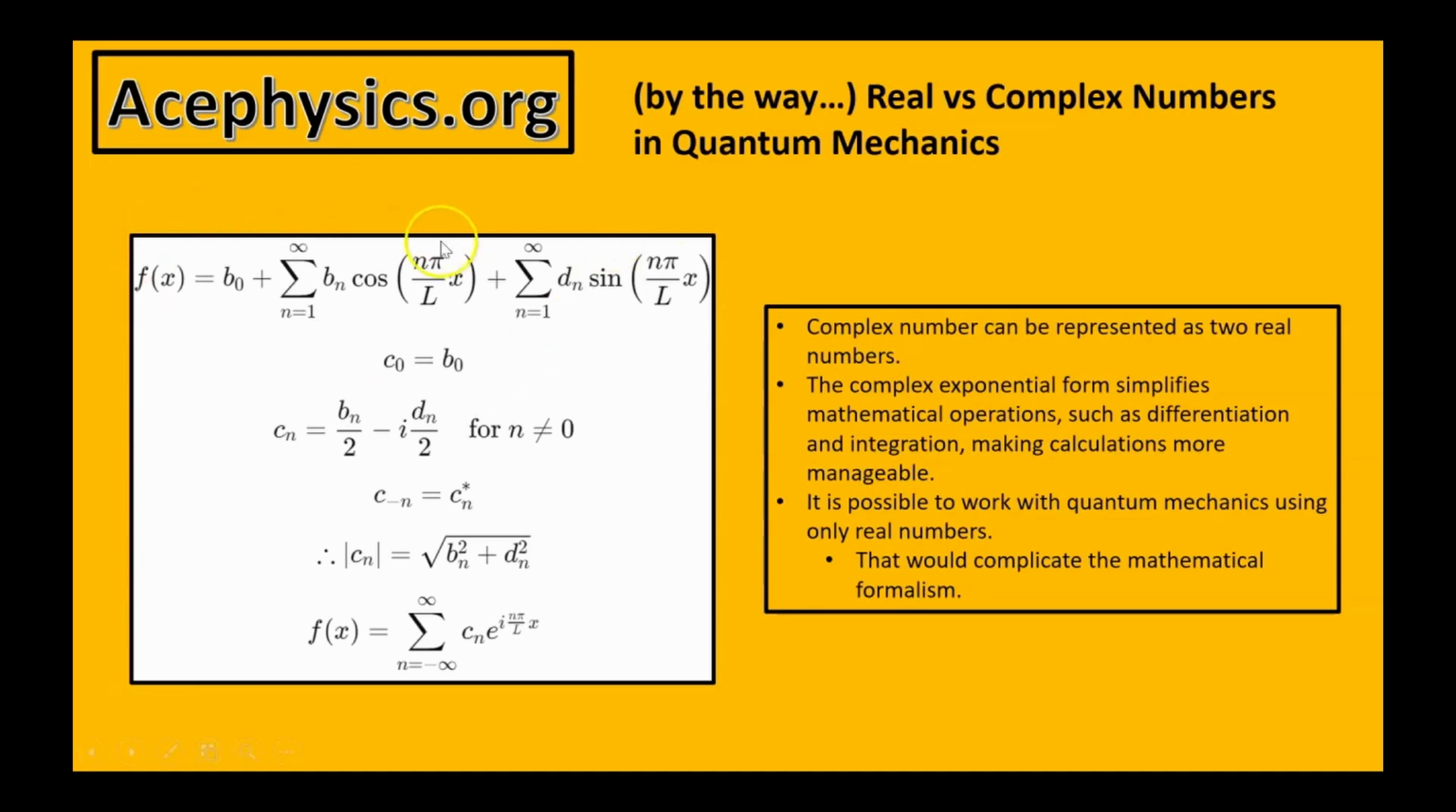Here's the Fourier series using only real numbers, and here's the Fourier series using the complex exponentials. I think that this was probably discovered after Fourier discovered this. This is the way we do it in quantum mechanics because it simplifies the math, although complex numbers, for some reason, seem to be very confusing.